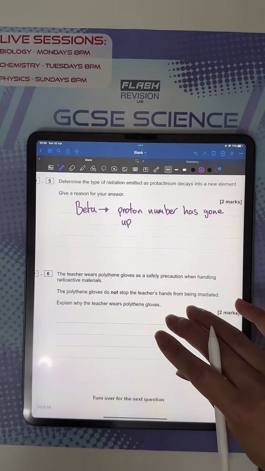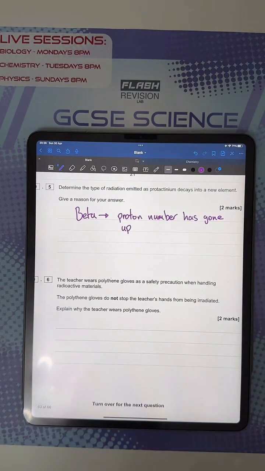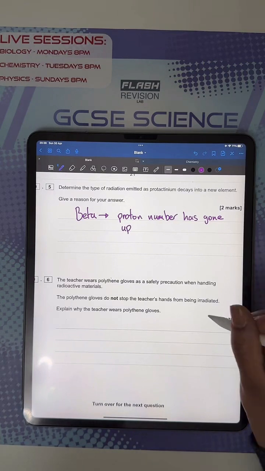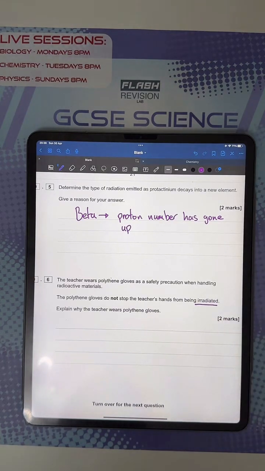Right, next one. The teacher wears polythene gloves as a safety precaution when handling radioactive materials. The polythene gloves do not stop the teacher's hand from being irradiated. Why does the teacher wear polythene gloves? So it doesn't stop the teacher's hand from being irradiated. What do the polythene gloves do? Beta can pass through polythene and beta can pass through skin. So that's what this question is saying. It doesn't stop the beta radiation from getting to the teacher's hand.